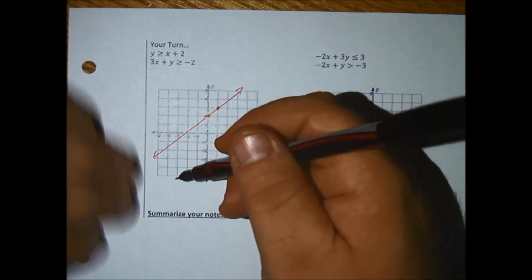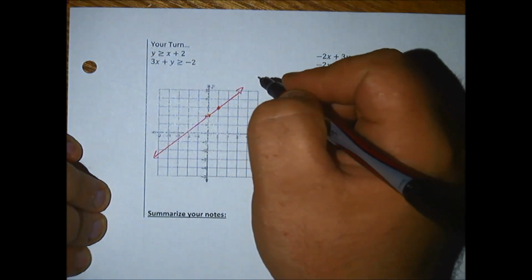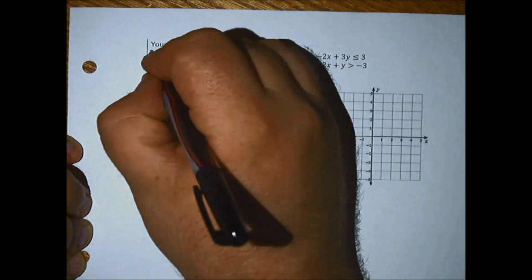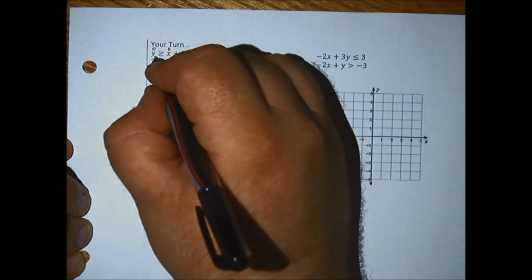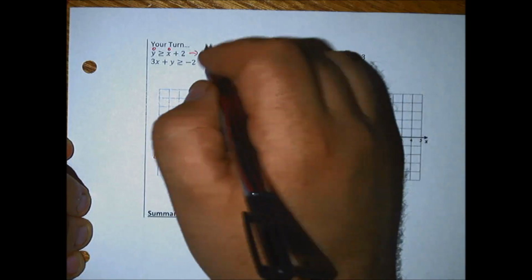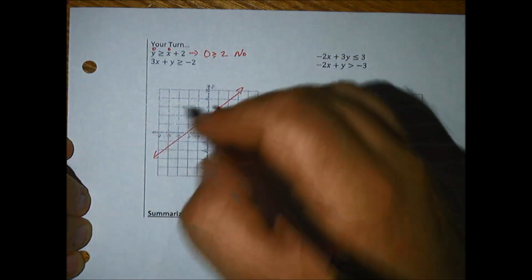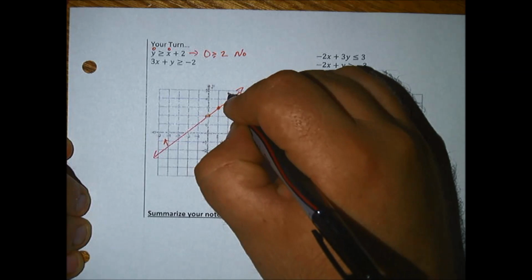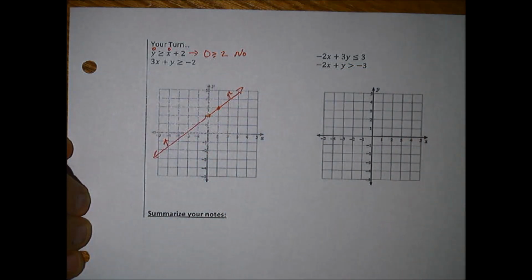Now, as you get better, you can start thinking your test point out a little bit quicker. Something that I'll do from time to time: I'm testing 0, 0, so I'm just going to put a 0 there and a 0 there. And what that means is, is 0 greater than or equal to 2? No, it's not. Okay, so that means I shade away from 0, 0, shading up above. I'm just going to put 2 arrows there and there. Gives me a pretty good idea of where I'm going.